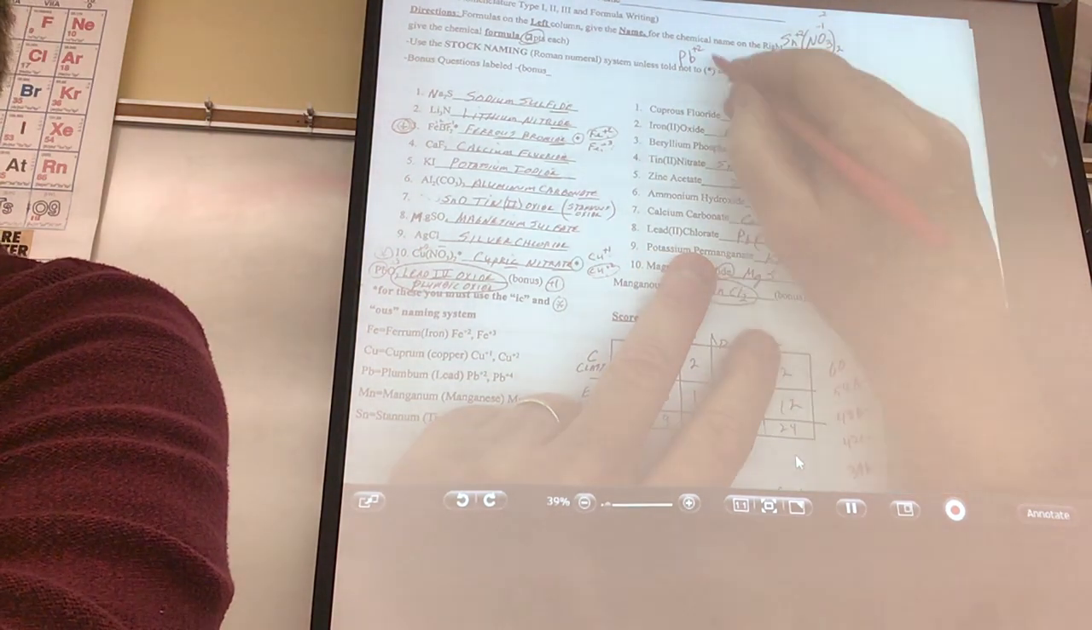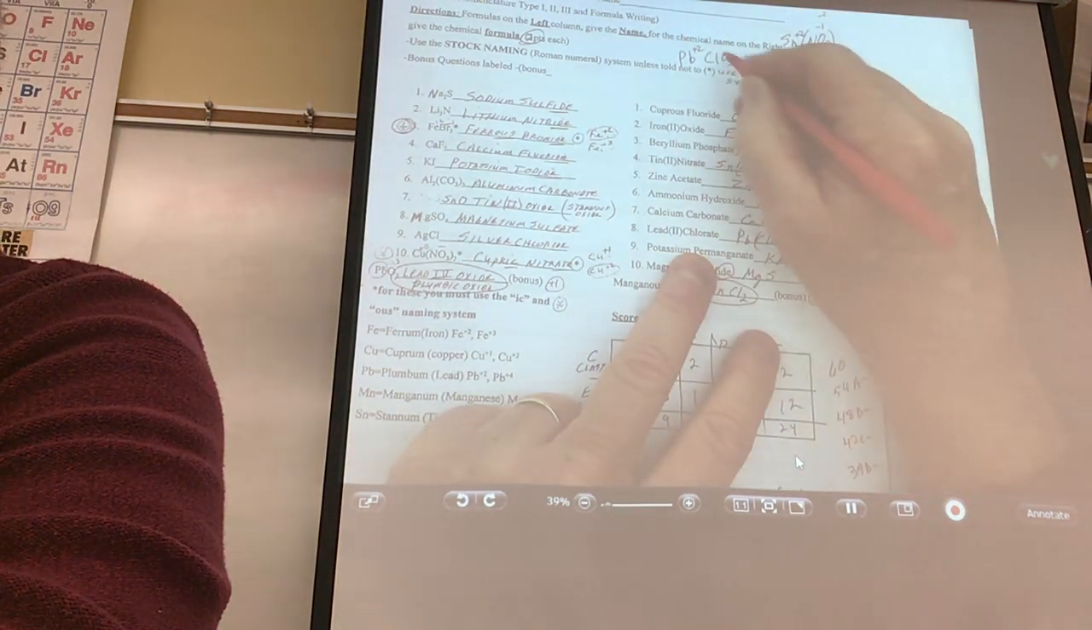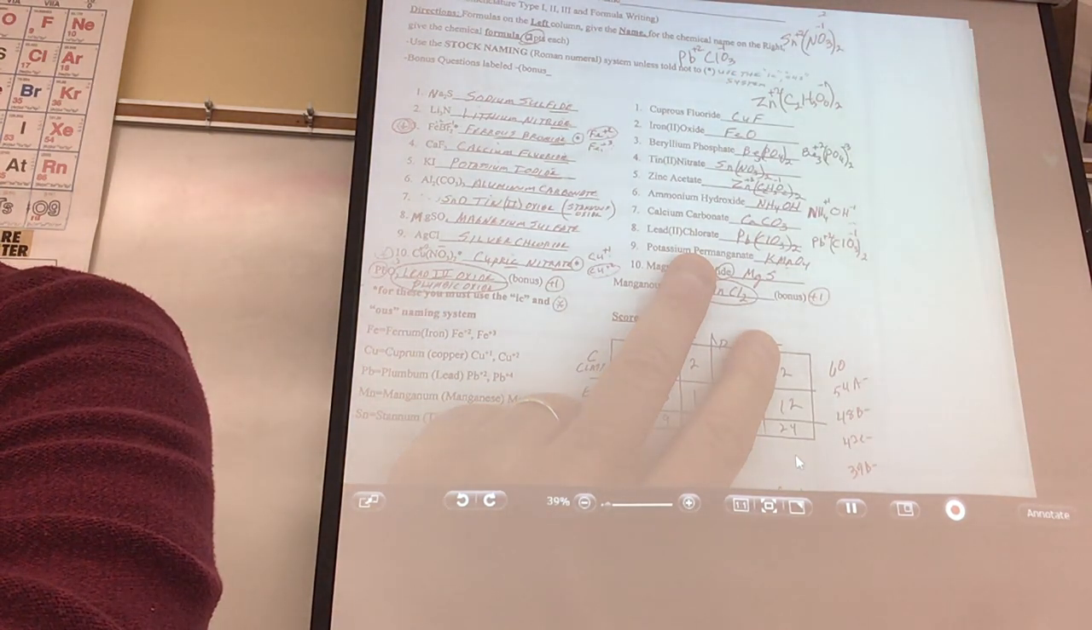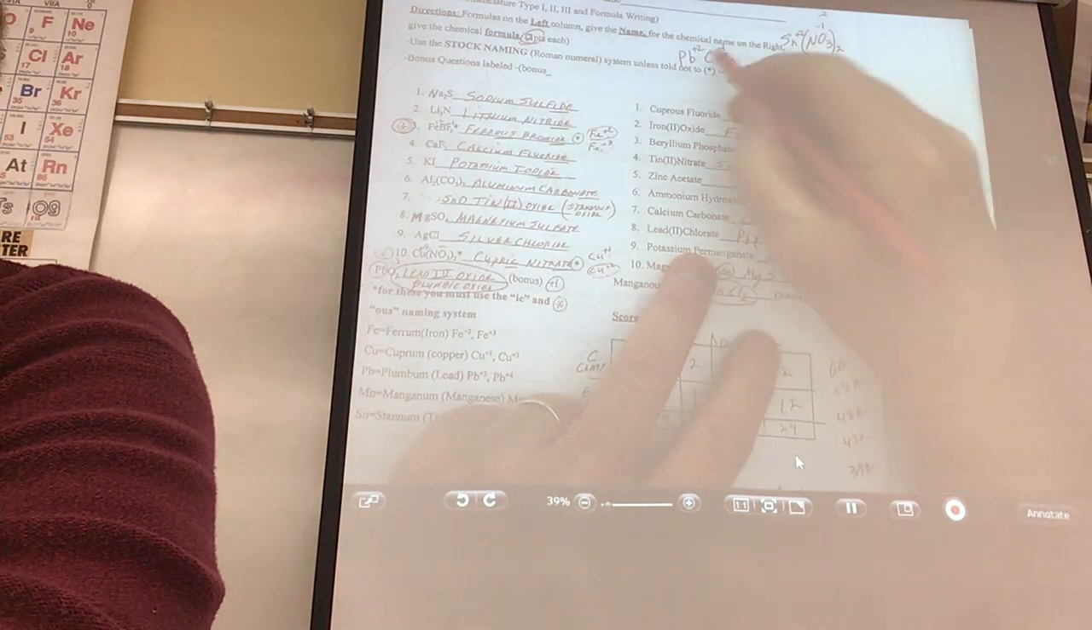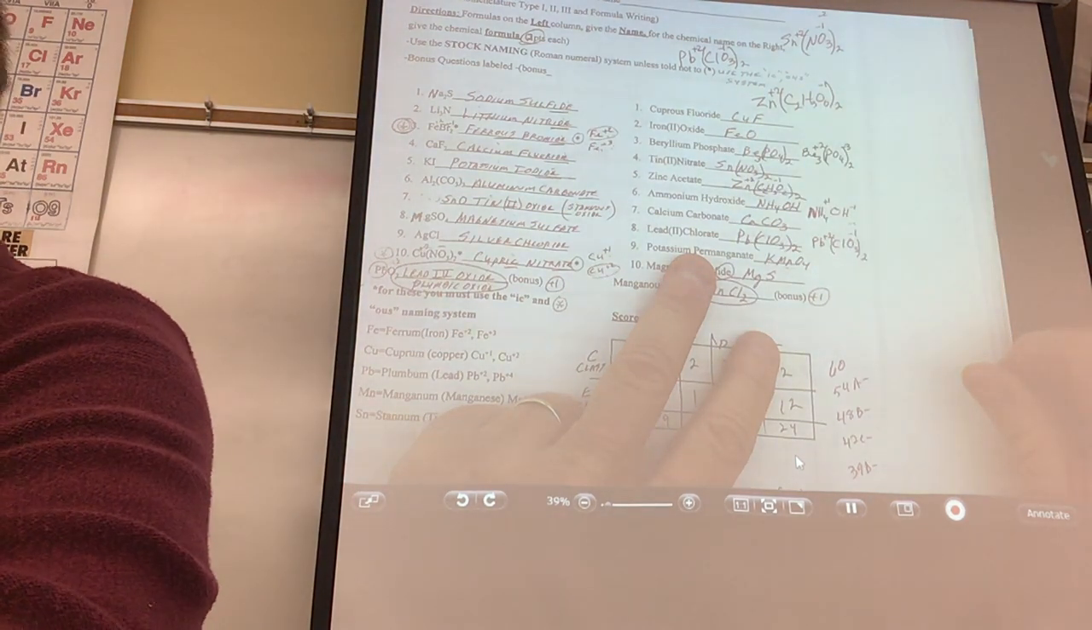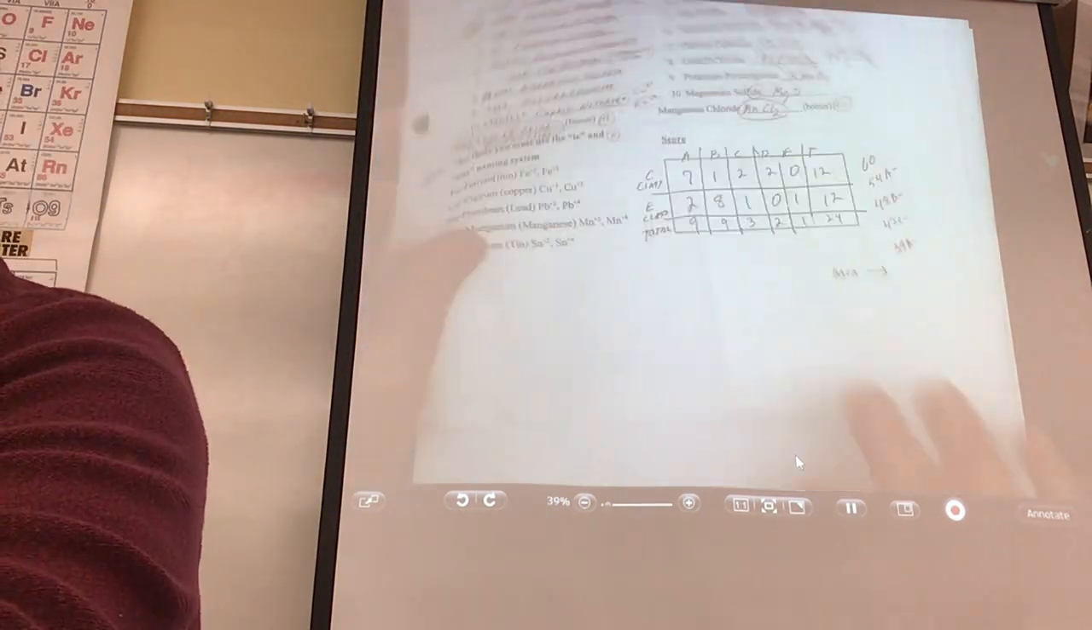And then I look up chlorate, ClO3, and chlorate has a -1 charge. Well, that's no good. What are you going to do here? Do you just need 1 chlorate, or do you need 2 chlorates? What do you think?